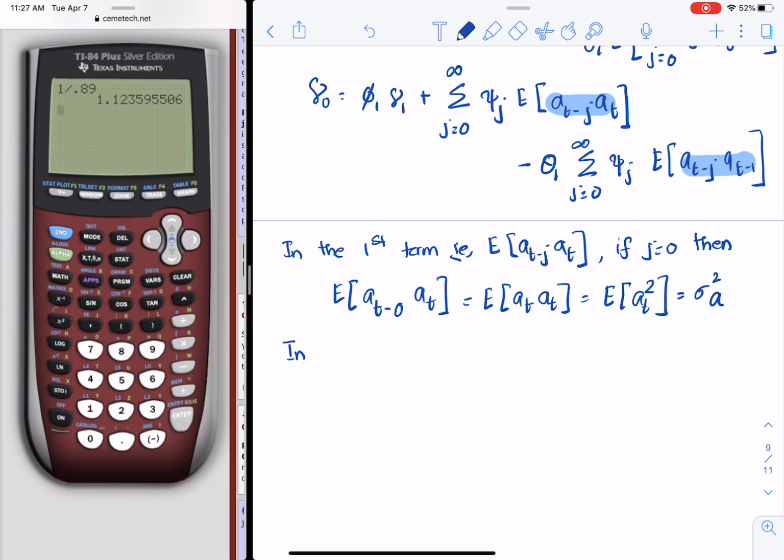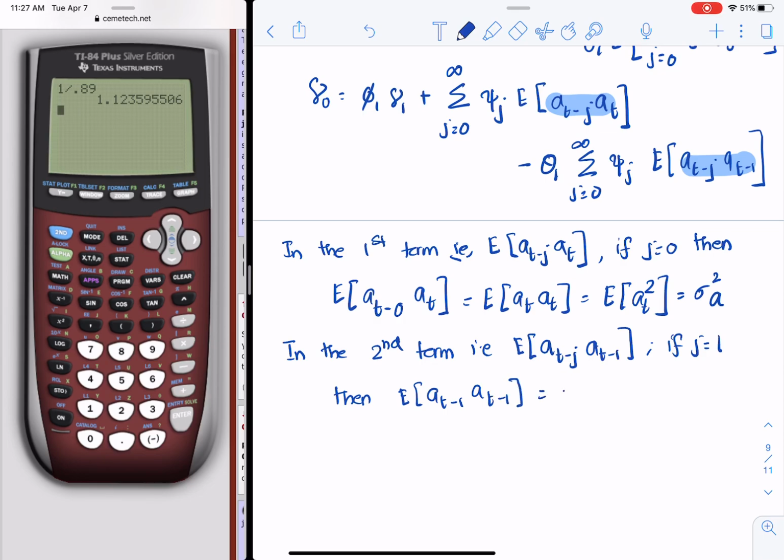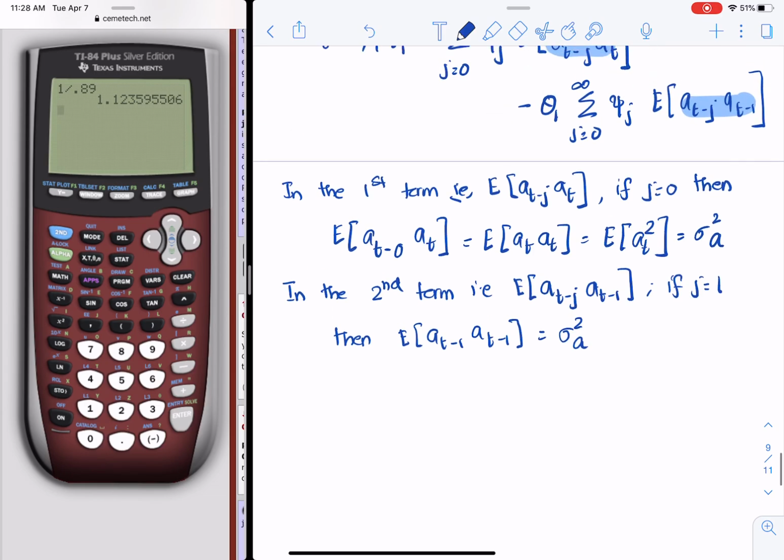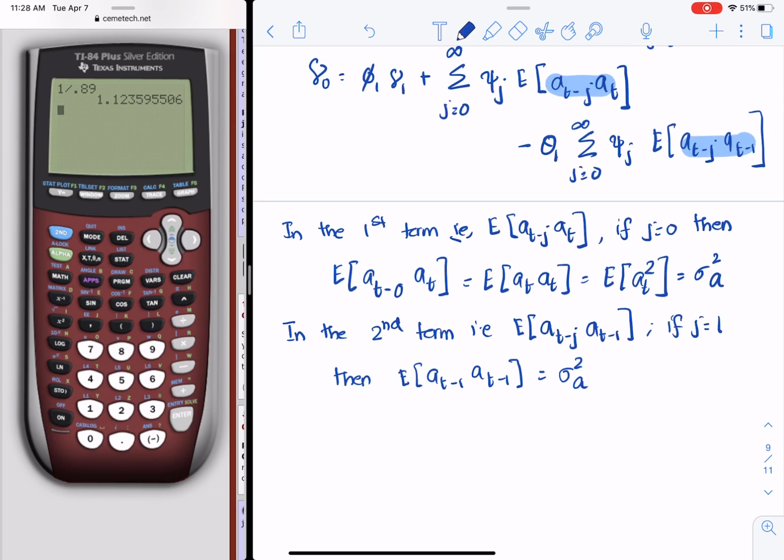Now, in the second term, expectation of a t minus j times a t minus 1, if we have j is equal to 1, then expectation of a t minus 1 multiplied by a t minus 1, and that we know is equal to sigma squared a. But for any other value of j, the indices will not match and the noise would be independent across time points. Therefore, it is simply going to be equal to 0.